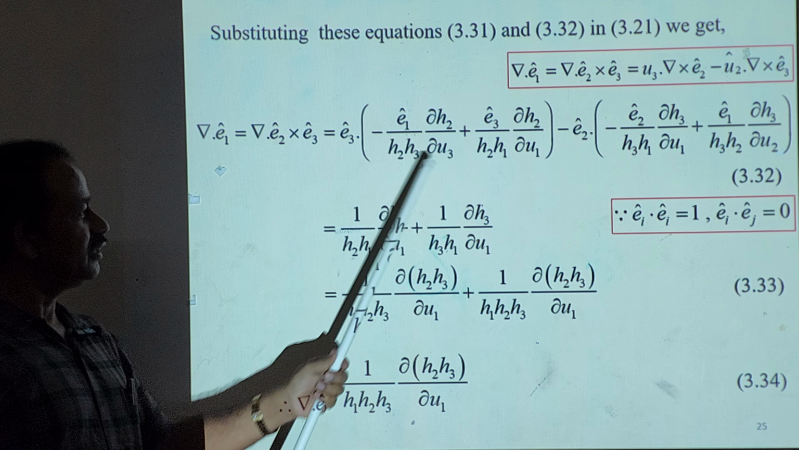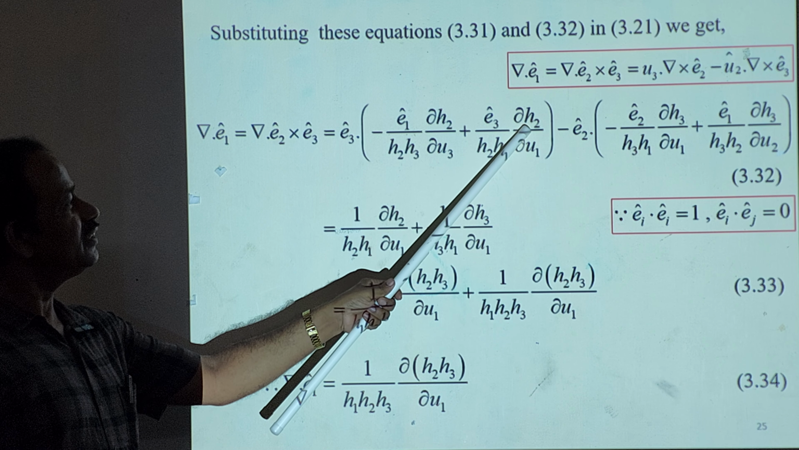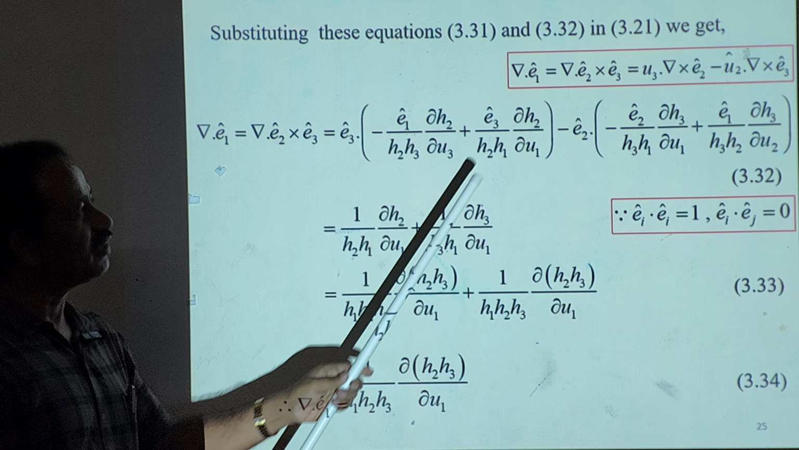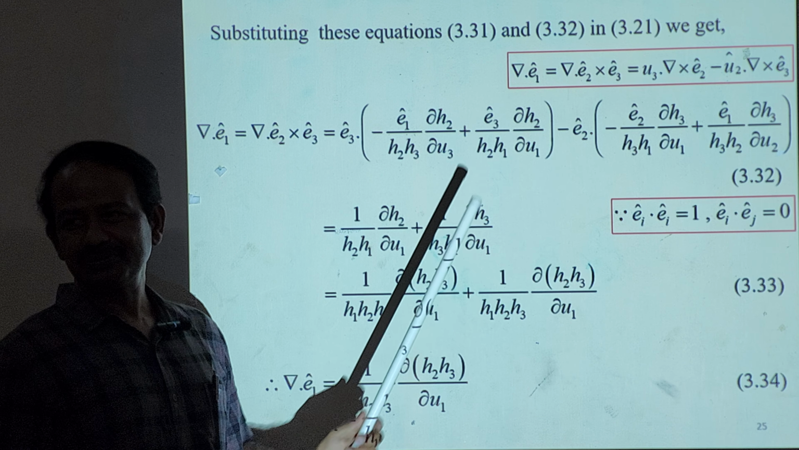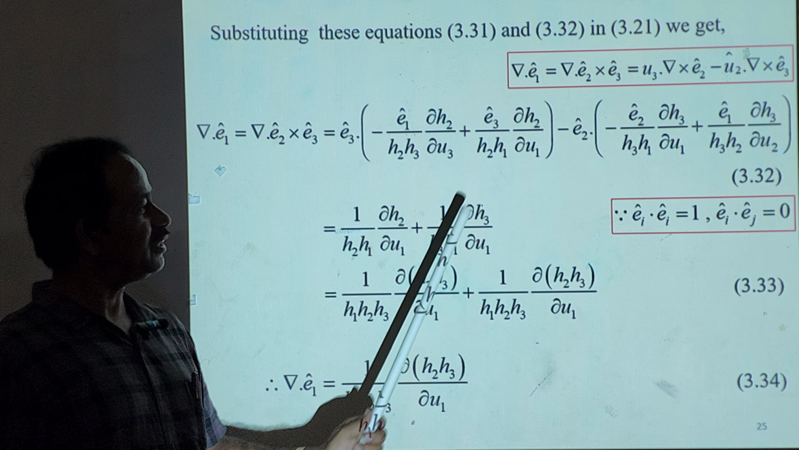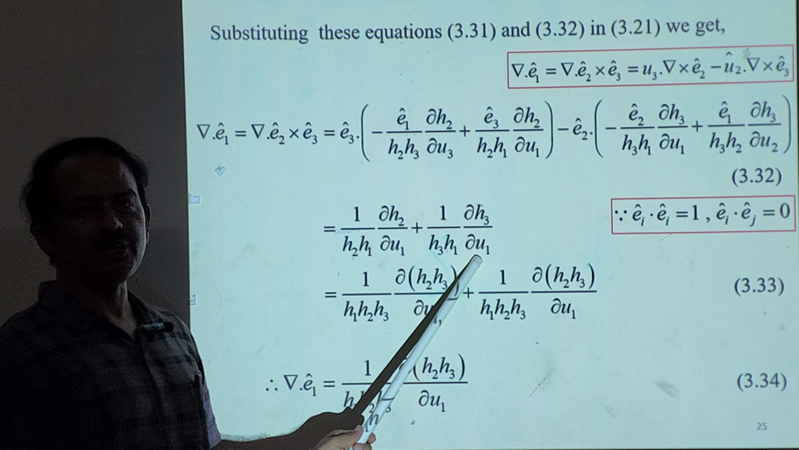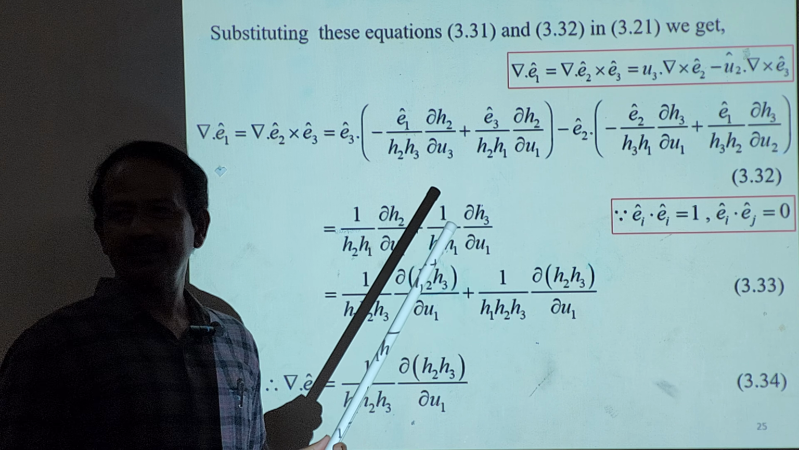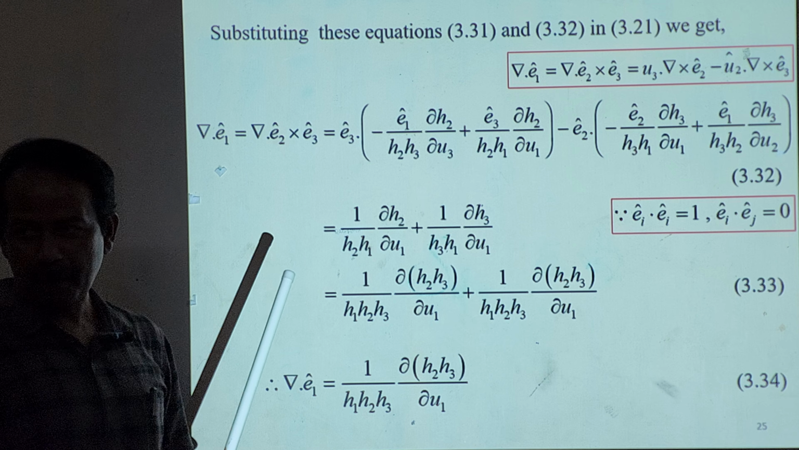So we have 1 by h2 h1, dh2 divided by d xi1. What of e2 dot e2? It is 1, so it is minus minus plus. So we have 1 by h3 h1, dh3 divided by d xi1. What of e2 dot e1? It is 0. So we have only these two terms.